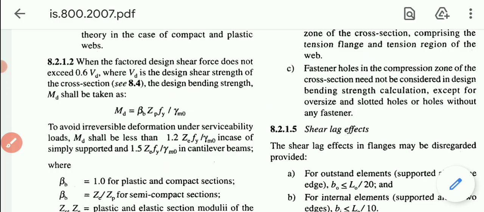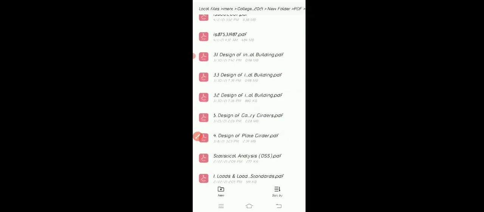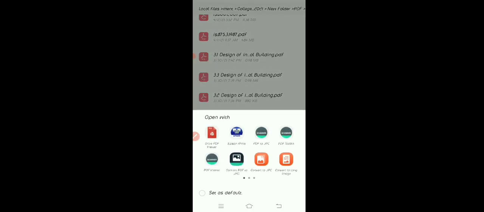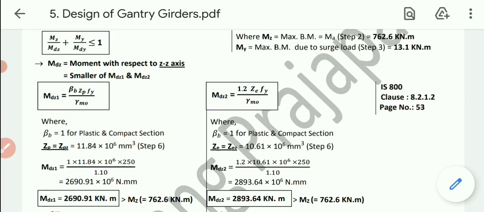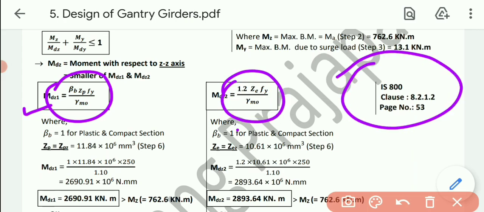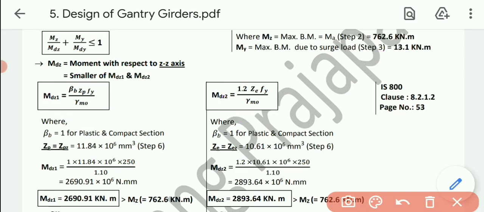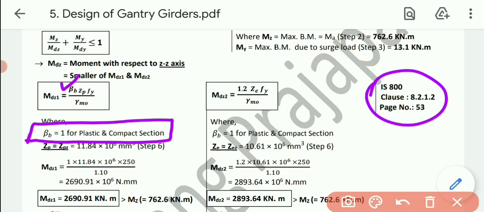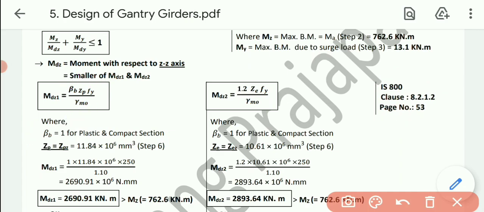So let's go back to the design. MdZ1 formula stands for this one, beta b Zp fy by gamma m0, and MdZ2 is 1.2 Ze fy by gamma m0. Both formulas are as per this clause. Now talking about the unknown parameters: beta b is always 1 for plastic and compact section, as per this clause once again. fy is 250, and gamma m0 is 1.10. In the other formula, 1.2 is a constant, fy is 250 Newton per mm square for steel, and gamma m0 is 1.10.